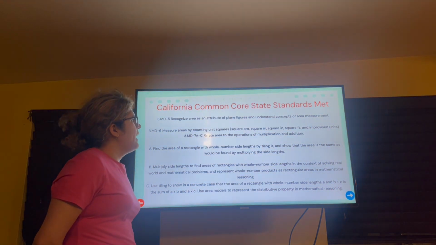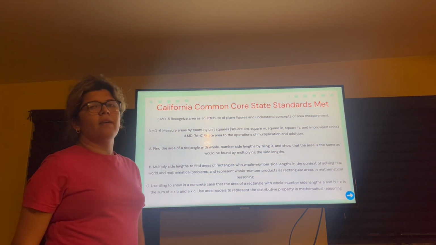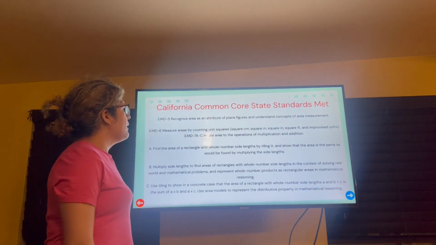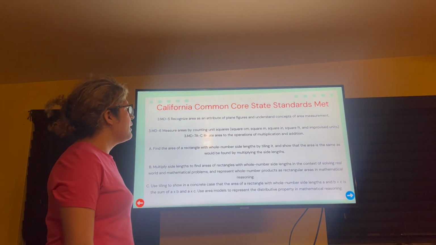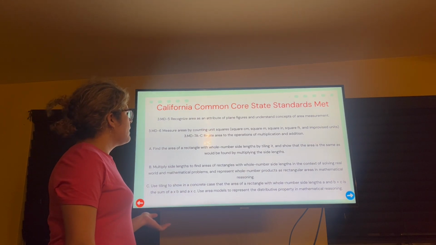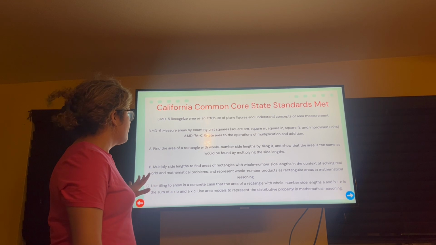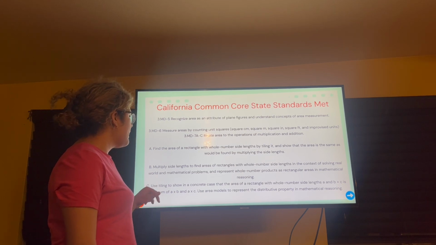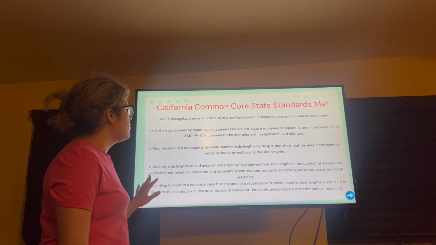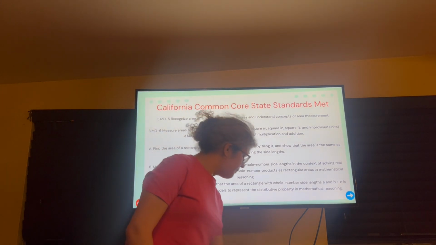So some standards that I met today were recognizing area and concepts of area measurement, counting unit squares, relating area to multiplication and addition, finding area by tiling, multiplying side lengths, and using the distributive property, and finding the area of a rectangle.